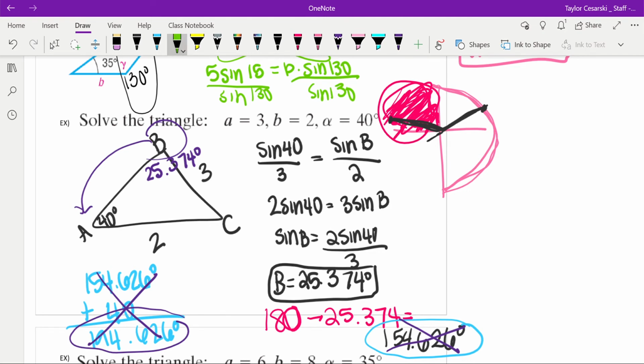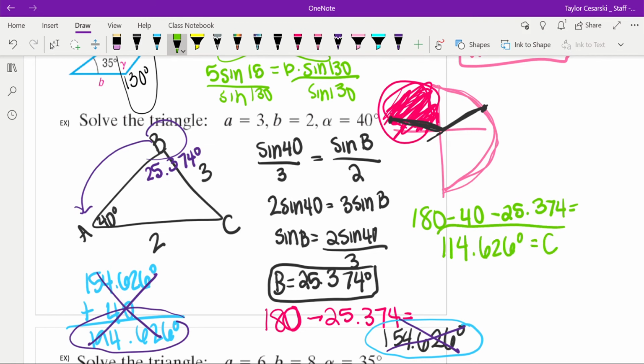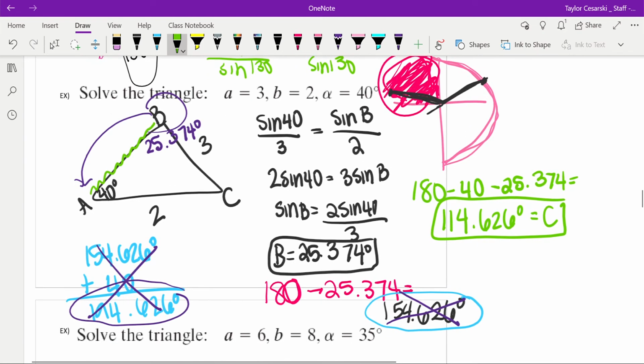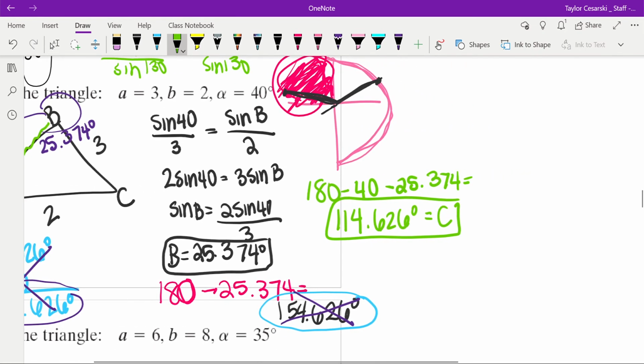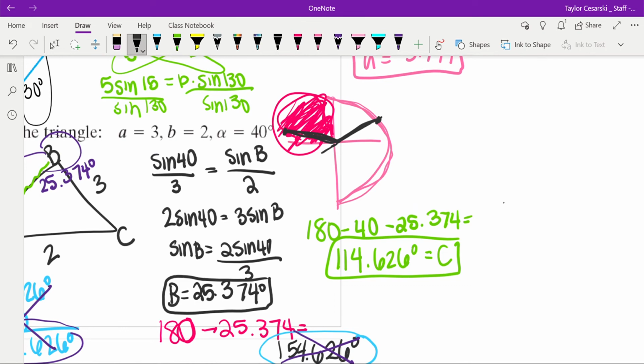for angle C now. So 180 minus 40 minus 25.374 gives me 114.626 degrees is angle C. And then the last thing I have to do, I still haven't found this side over here. So I still need to do that, and I'm going to do that using the same law of sines. So I'm going to go ahead and set that up.